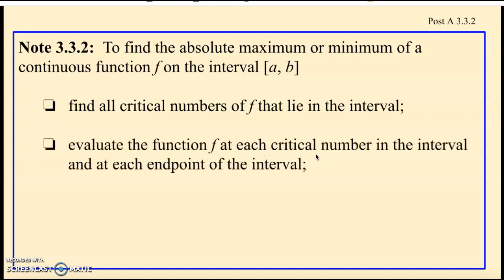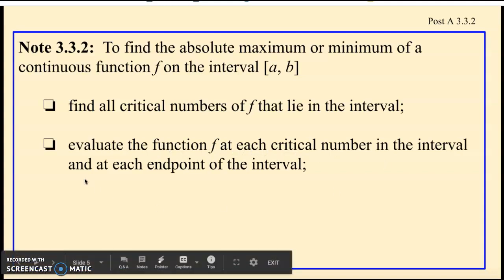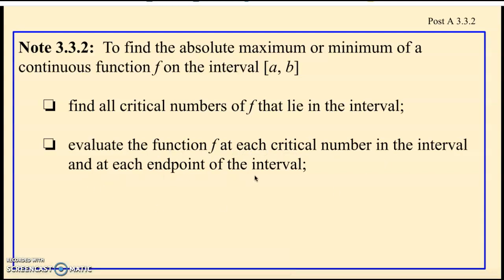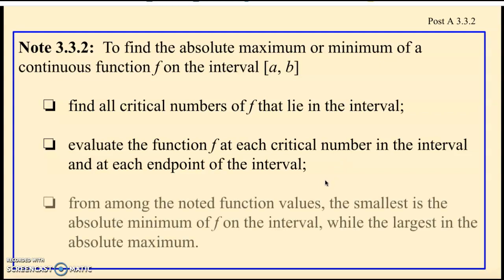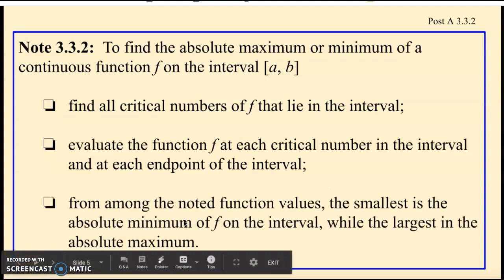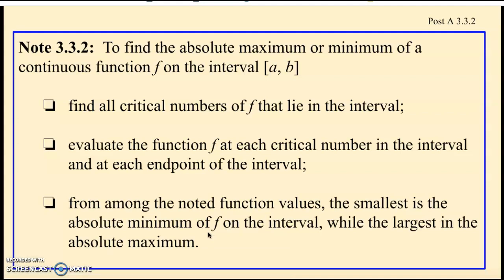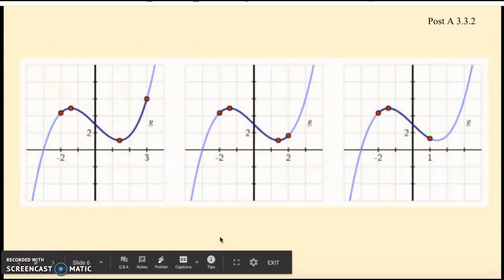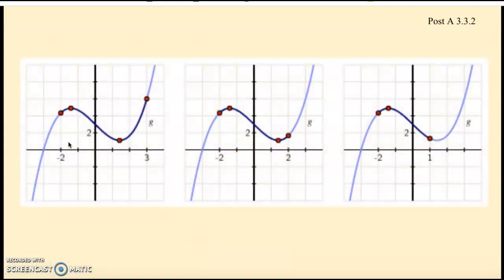Evaluate the function f at each critical number in the interval and at each endpoint of the interval. We did this in class with our last activity. We called it a candidate table, evaluating the function not only at those critical points, but also at the endpoints. And then from there, you can pick the smallest of those, and that will be the absolute minimum. And then you can pick the largest of those, and that's going to be the absolute maximum.